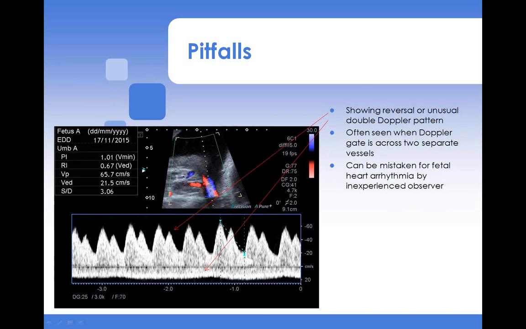And then we can have all sorts of funny traces. This one was, I think, one loop of cord behind the other, showing sort of a double trace. So if you get this sort of trace, try another loop of cord to make sure that the radiologist doesn't read this as some kind of fetal heart arrhythmia.